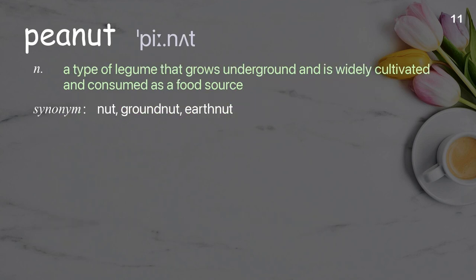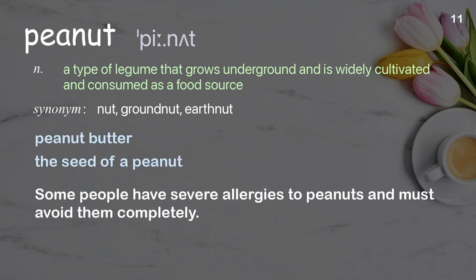Peanut. A type of legume that grows underground and is widely cultivated and consumed as a food source. Examples: Peanut butter. The seed of a peanut. Some people have severe allergies to peanuts and must avoid them completely.